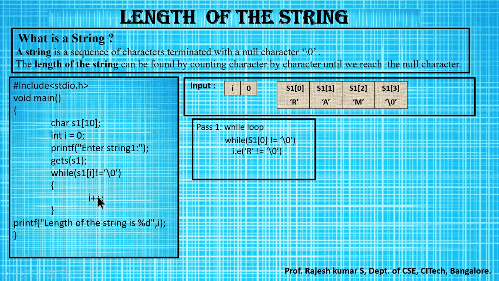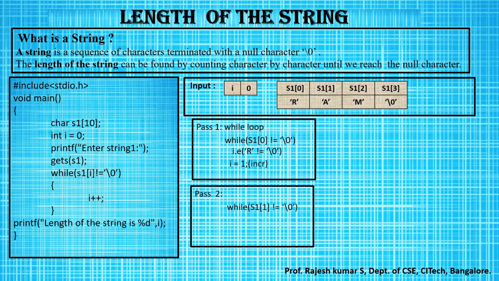Then, when the condition is true, I'll enter inside the while loop. I'll increment the I value. Initially the I value was 0. Now the I value has become 1. After incrementing the I value, I will loop back. When I loop back, again I'll check for the condition with the value of I becoming 1.